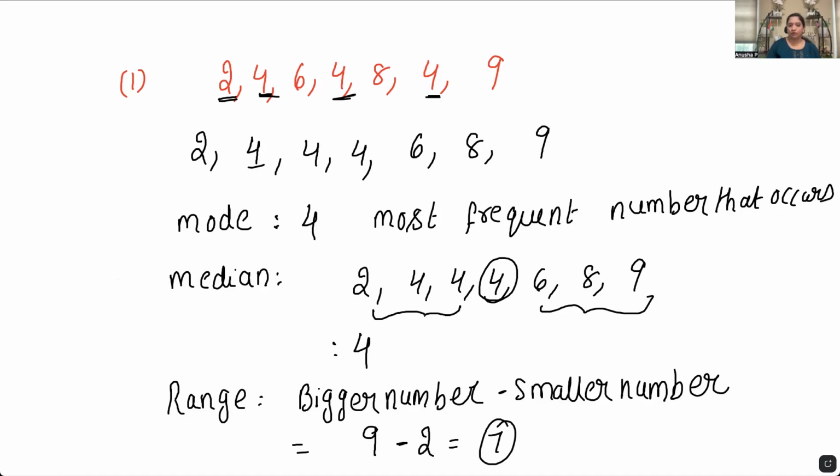So mode is the most frequent number that comes, and median, we will write the numbers from least to greatest and we will find the middle number. Here in this case, we have only one middle number. So median is 4. Range is bigger number minus a smaller number. 9 minus 2, 7.